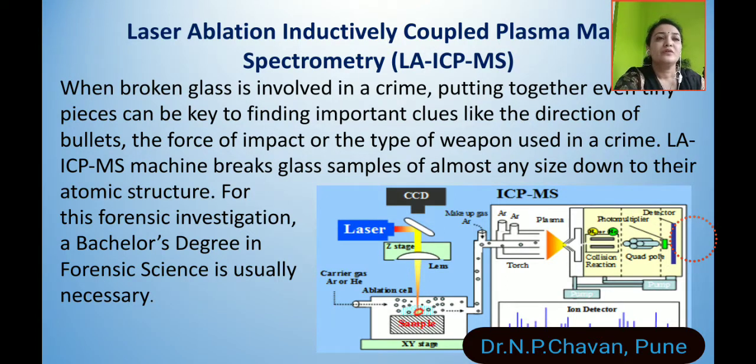This is done when broken glass is involved in a crime. Putting together even the tiny pieces can be a key to finding important clues like the direction of a bullet, or the force of impact, or the type of weapon which is used in a crime, even its direction, so from where it came, that can be identified. The LA-ICP-MS machine breaks down glass samples of almost any size, even down to their atomic structure. For this forensic investigation, a bachelor's degree in forensic science is usually necessary.